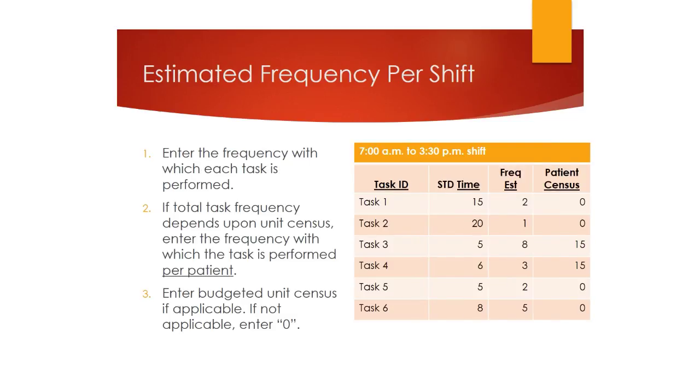Let's add two more columns to your spreadsheet, one for frequency and one to reflect patient census if applicable. Then enter the frequency with which each task is performed. If total task frequency depends upon unit census, enter the frequency with which the task is performed per patient. Then enter the budgeted unit census if applicable. If not applicable, enter 0.